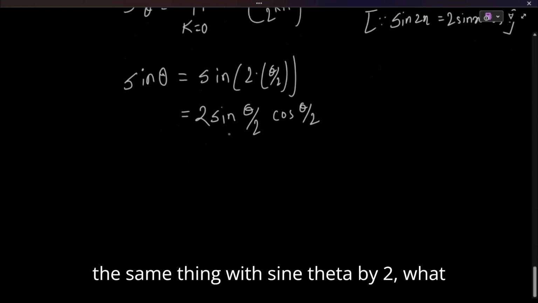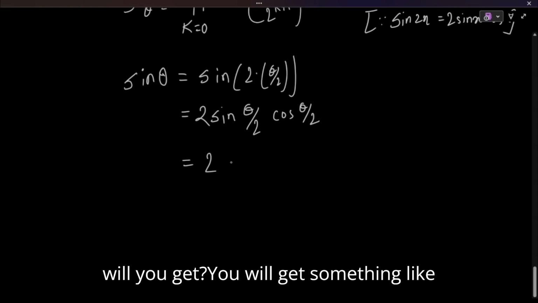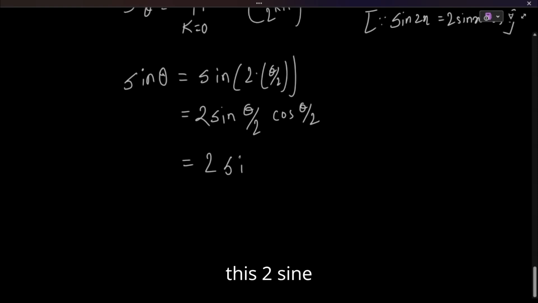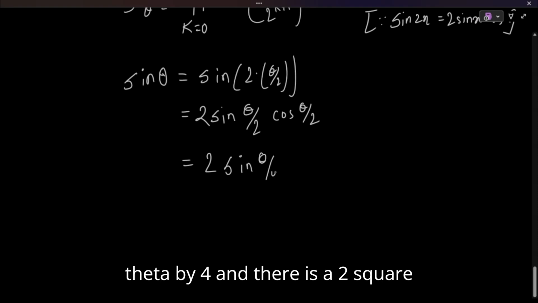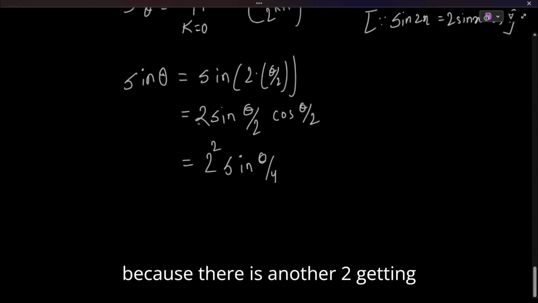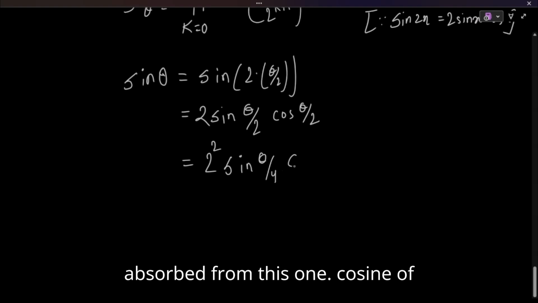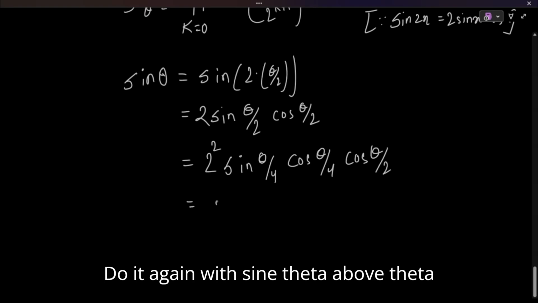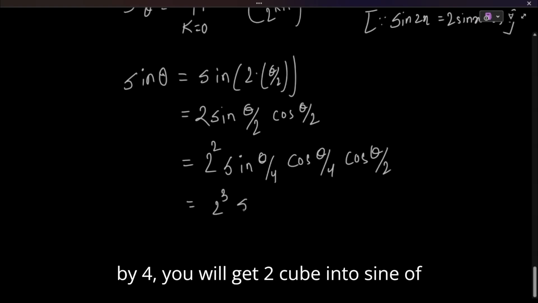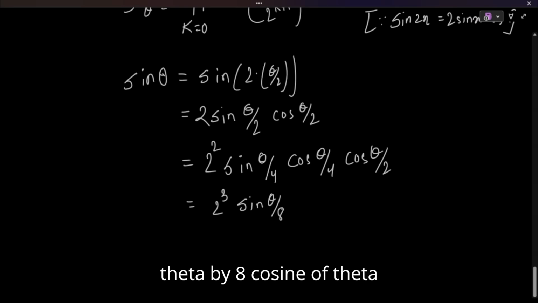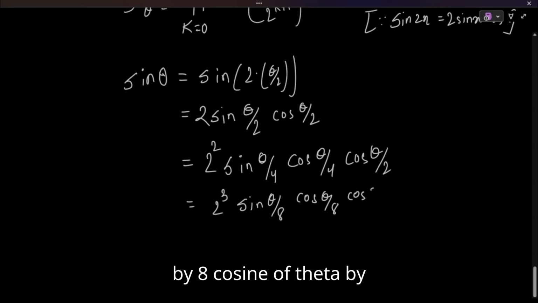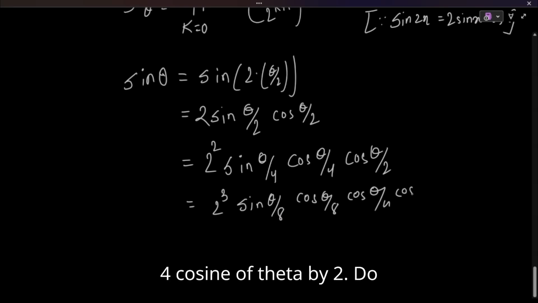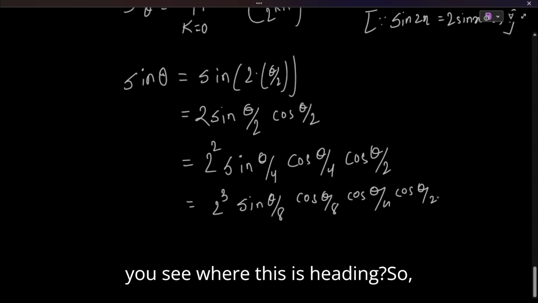Again, do the same thing with sine theta by 2. What will you get? You will get something like this: 2 squared, because there is another 2 getting absorbed, times sine theta by 4, cosine of theta by 4, into cosine of theta by 2. Do it again with sine theta by 4, you will get 2 cubed into sine of theta by 8, cosine of theta by 8, cosine of theta by 4, cosine of theta by 2. Do you see where this is heading?